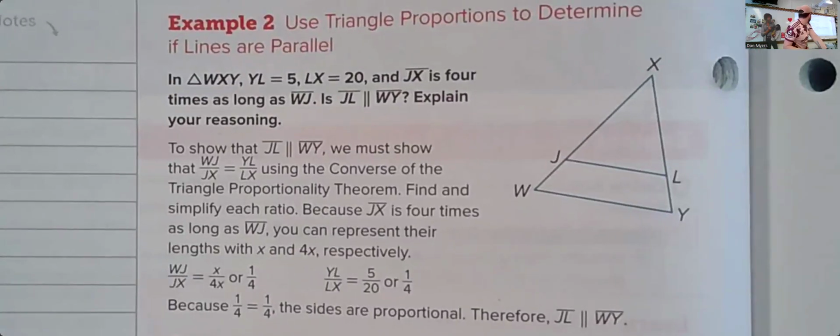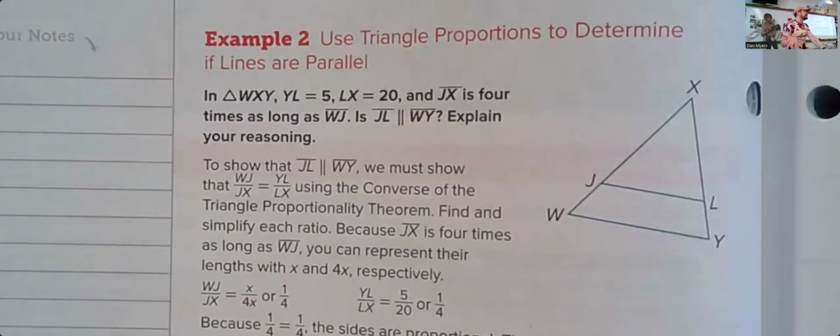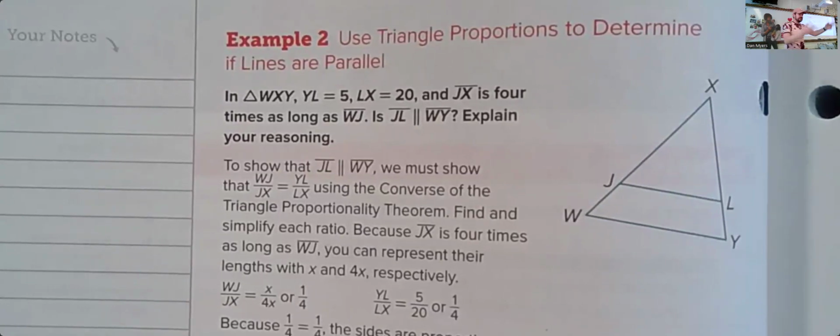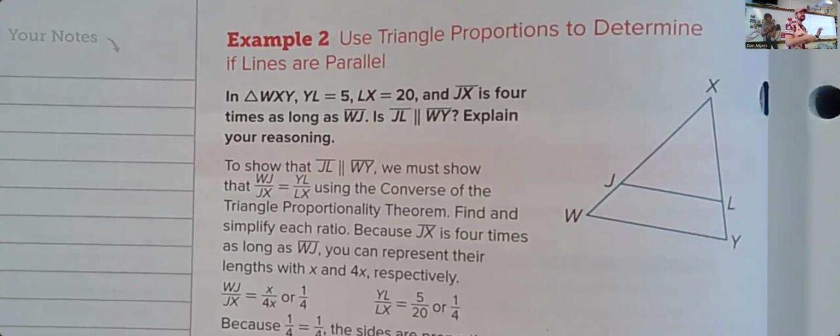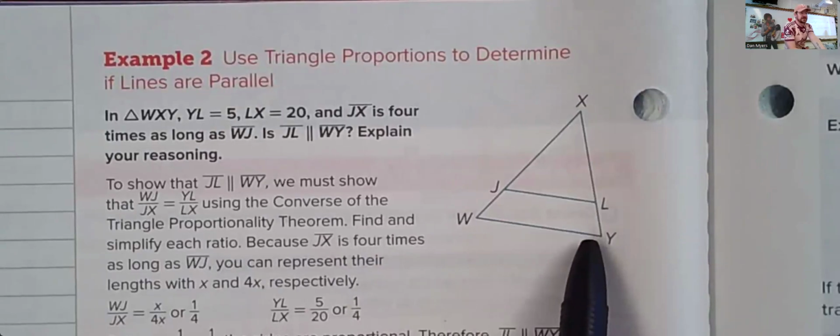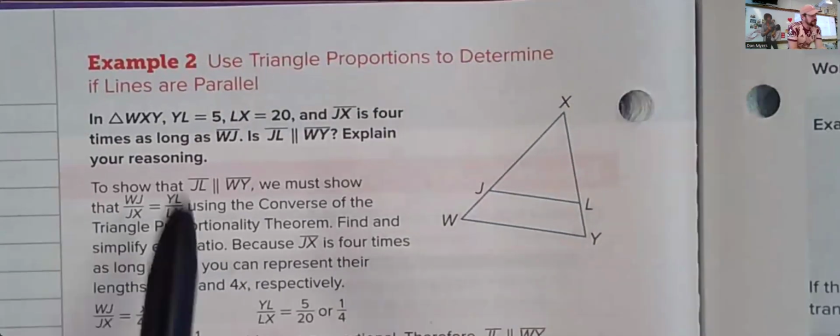So, using triangle proportions to determine if the lines are parallel. Basically, if we can show that the parts of the sides are in proportion, using the same thing we just did, then these two lines that appear to be parallel, we can say are definitely parallel. So let's find out.